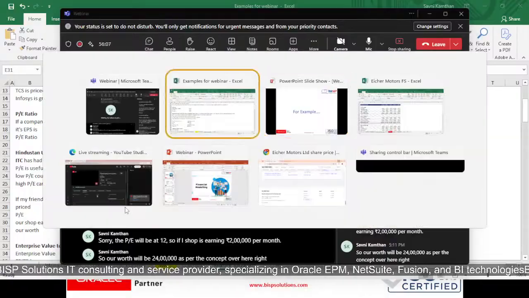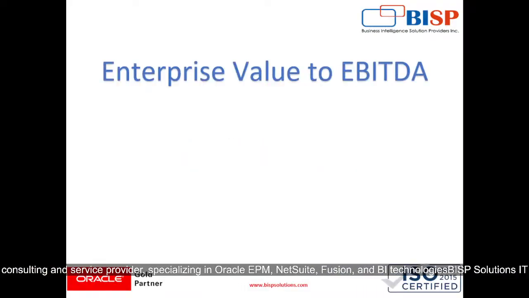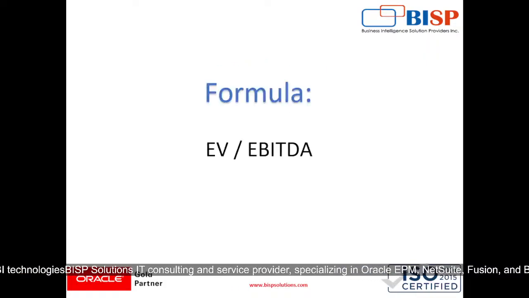Then comes our enterprise value to EBITDA. So EV upon EBITDA is used to value a business by comparing its total worth, which is enterprise value, to its earnings before interest, tax, depreciation, and amortization, which is EBITDA. It's better than PE for companies with debt since it considers both debt and equity. So for that, the formula is EV upon EBITDA.